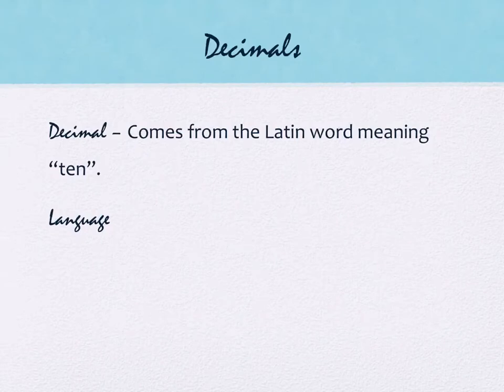The word decimal comes from the Latin word meaning 10, that DEC at the beginning. So we see that prefix in lots of things: decade, 10 years, decagon, 10-sided shapes, things like that. So that's where it's coming from. The language that we use and ascribed to decimals has to do with our place value system.